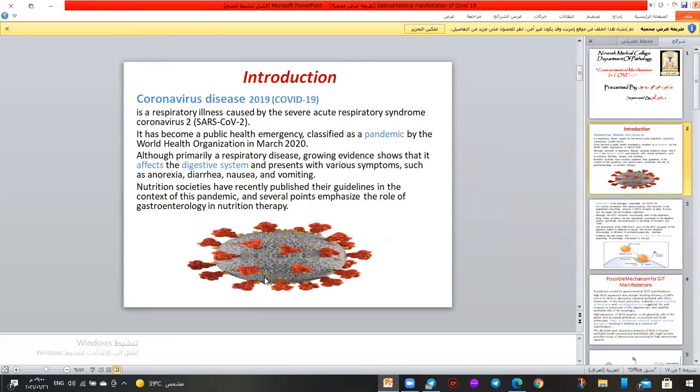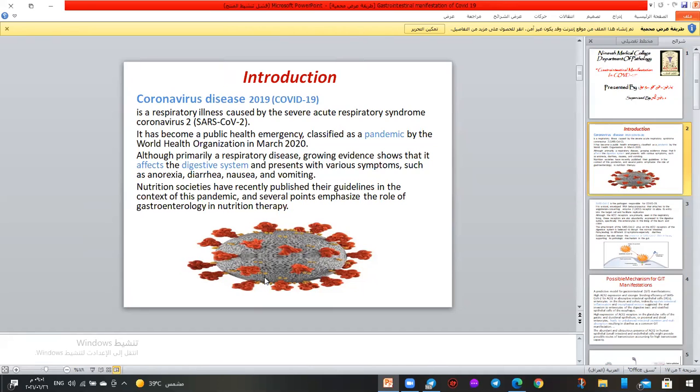Introduction. We all know about the coronavirus disease. It is a respiratory illness caused by the severe acute respiratory syndrome coronavirus 2. The abbreviation of it is SARS-CoV-2. It is a public health emergency classified as a pandemic. We know pandemic, it is a disease that spreads in countries and continents, and the World Health Organization in March 2020 classified it as a pandemic. معناته أنه شخصوا كورونا على أنه مرض وبائي.